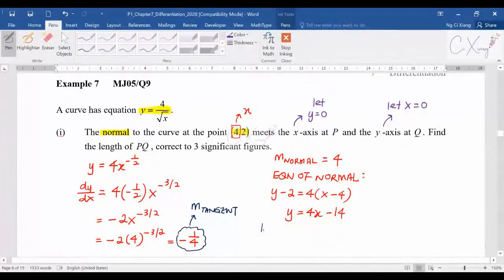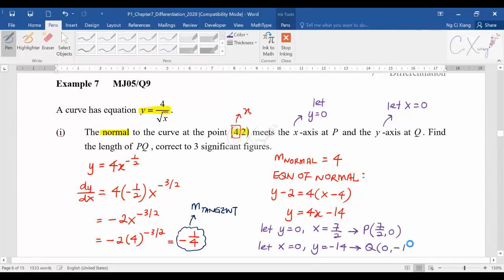So I will start now. You let y equals 0. What is the value of x that you get? The value of x that you get will be 7/2. So this is actually your P. So your P is (7/2, 0). Then when you let x equals 0, what happens to your y? Your y is negative 14. So this also means that Q is (0, -14).